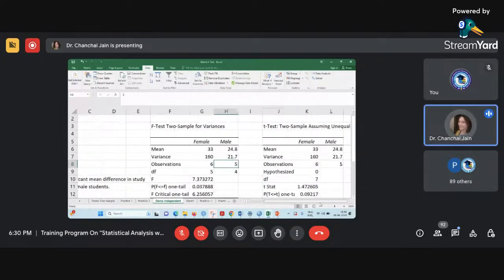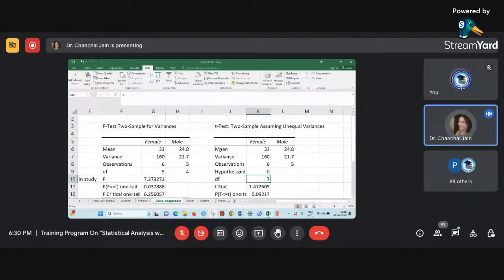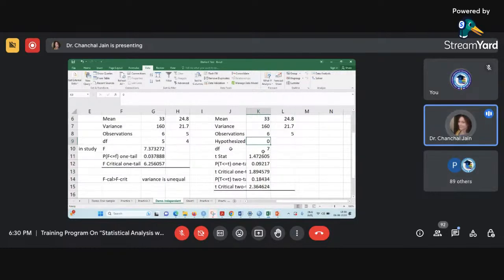Most welcome, ma'am. So coming to the section again, here you can see mean, variance, observations. This we have already seen. Hypothesized mean, we have not passed anything, so it is taking the default as 0. The degrees of freedom is coming as 7. Then t stat means this is your calculated value of t. Then this is the critical value for the one tail test, and this is the critical value for the two tail test.